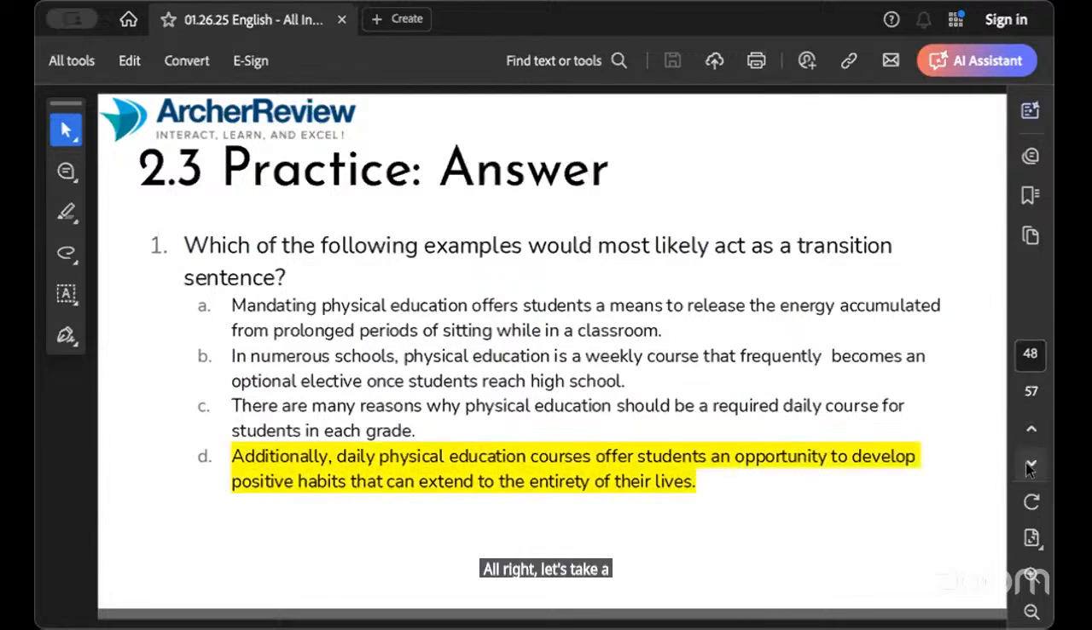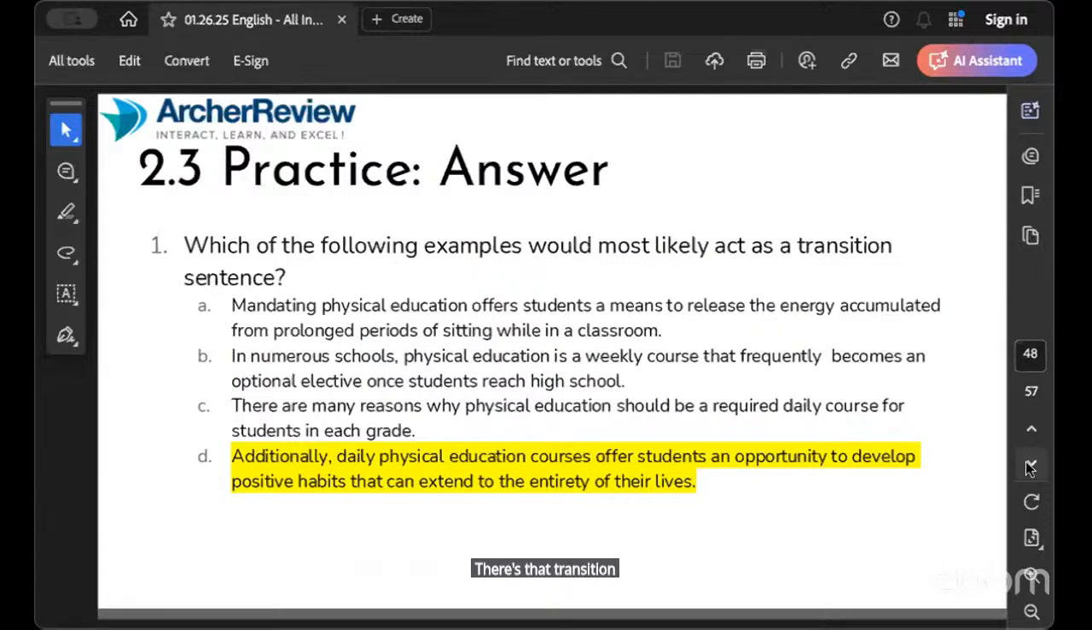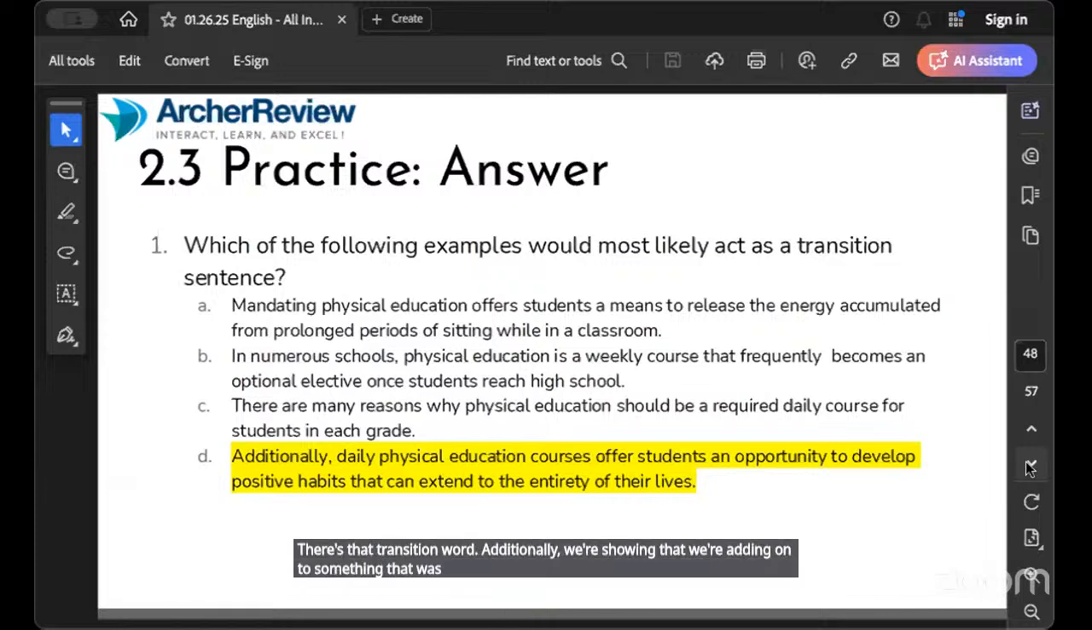So, for this one, which of the following examples would most likely act as a transition sentence? We're trying to show movement from one idea to the next. So, for this one, D, "Additionally," there's that transition word. Additionally, we're showing that we're adding on to something that was expressed. "Daily physical education courses offer students an opportunity to develop positive habits that can extend the entirety of their lives."